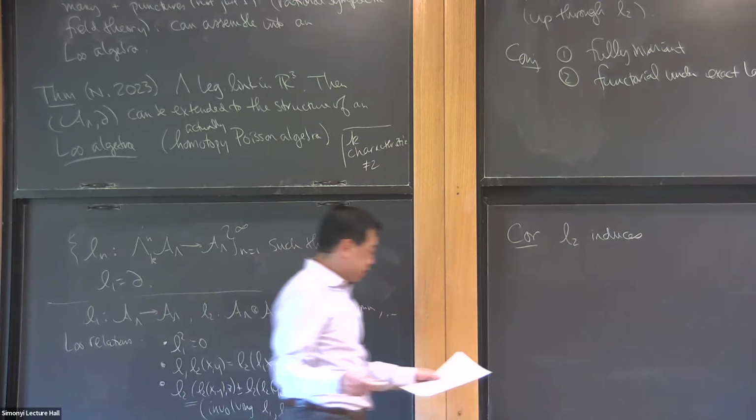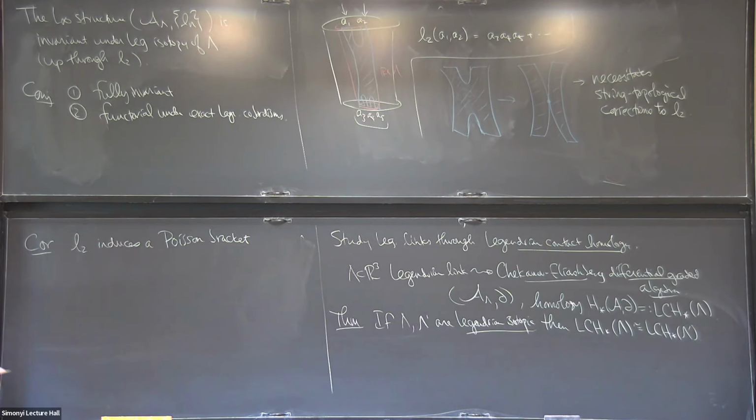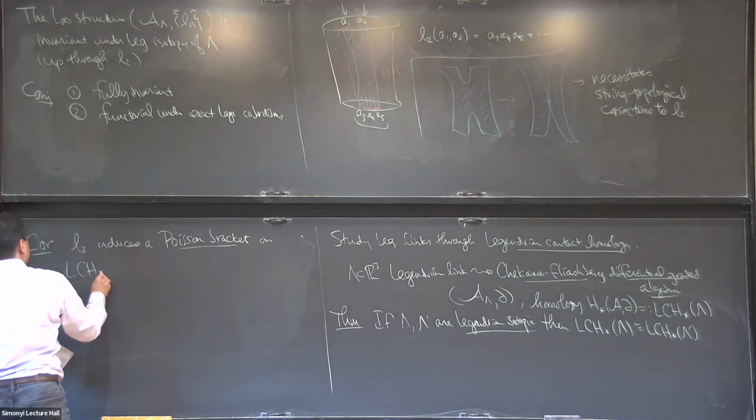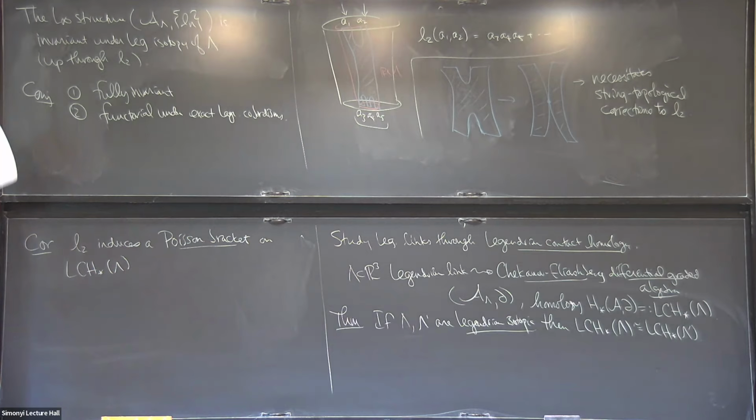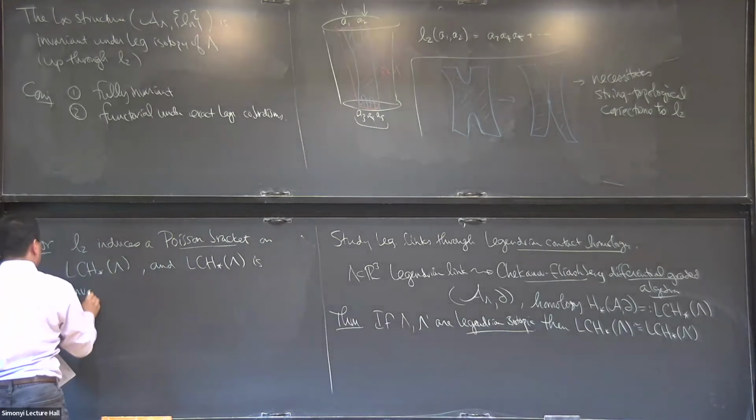So the corollary is that L2 induces... it's even better than a Lie bracket, because by the way it's constructed, it satisfies the Leibniz rule with respect to the usual associative multiplication on this DG algebra. So it induces a Poisson bracket on Legendrian contact homology lambda. And the fact that it's invariant up through L2 is enough to say that this is now a Poisson algebra, and this is actually invariant.